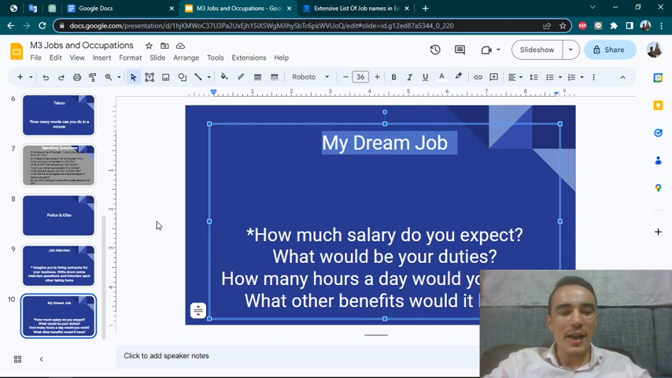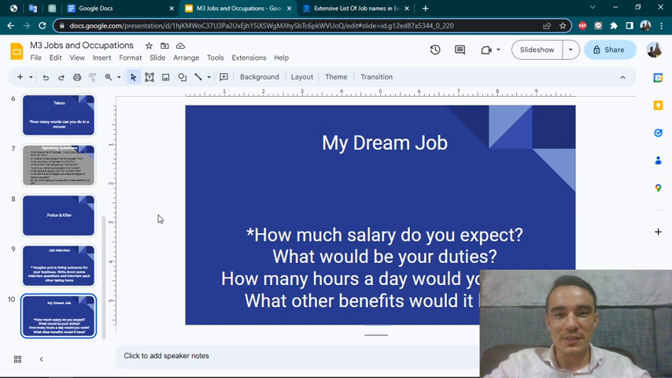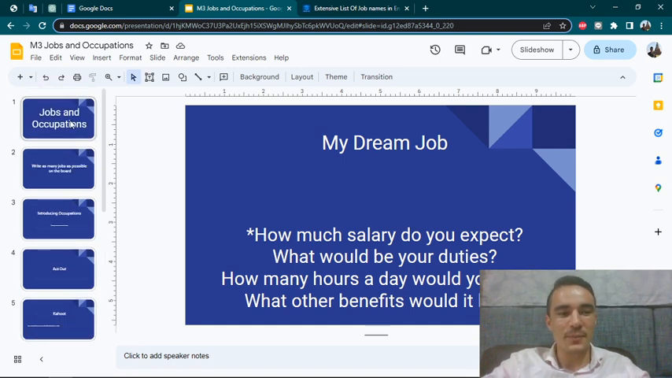Right? And then you need to add as many details as possible in the presentations, like how much salary do you expect, and what would be your duties, responsibilities, how many hours a day would you like to work, or the other benefits that you expect from the company, right? So, my dream job, you'll talk about your dream job and why do you want to do that job. The presentations would be 1 to 2 minutes, right? Individually. So everyone has a different job, right? Everyone has different dream jobs. So everyone would be doing a different presentation.